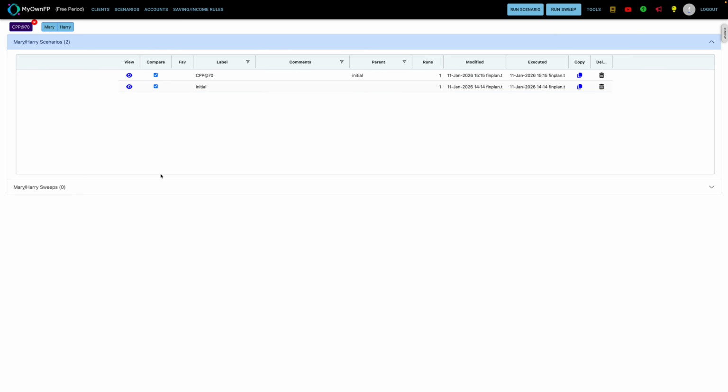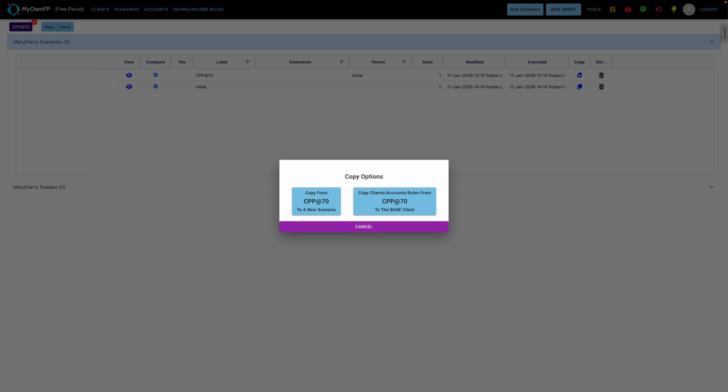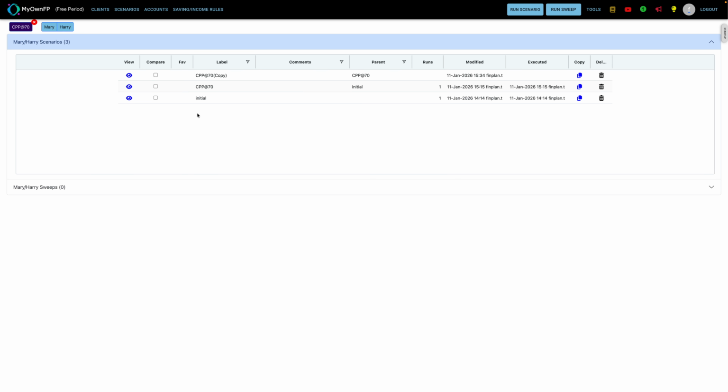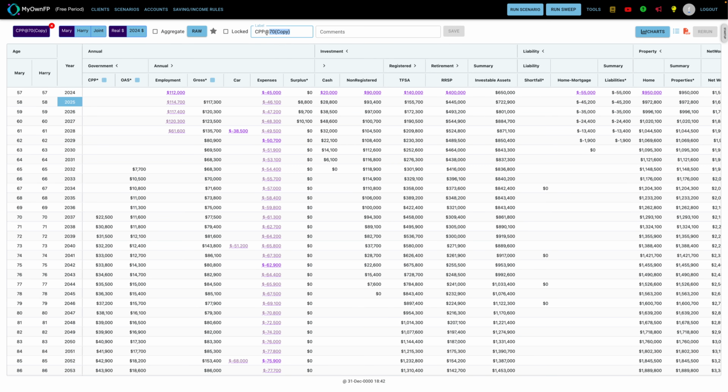First thing we're going to do is copy our scenario. We're going to take the CPP 71 and copy that. We're going to set the new label on this. We're going to call this MTI 2024. MTI means Minimum Taxable Income. What we're going to try to do here is use an MTI rule in our additional income. We just abbreviate it to MTI 2024 because that's the data that we're using. So let's save that.